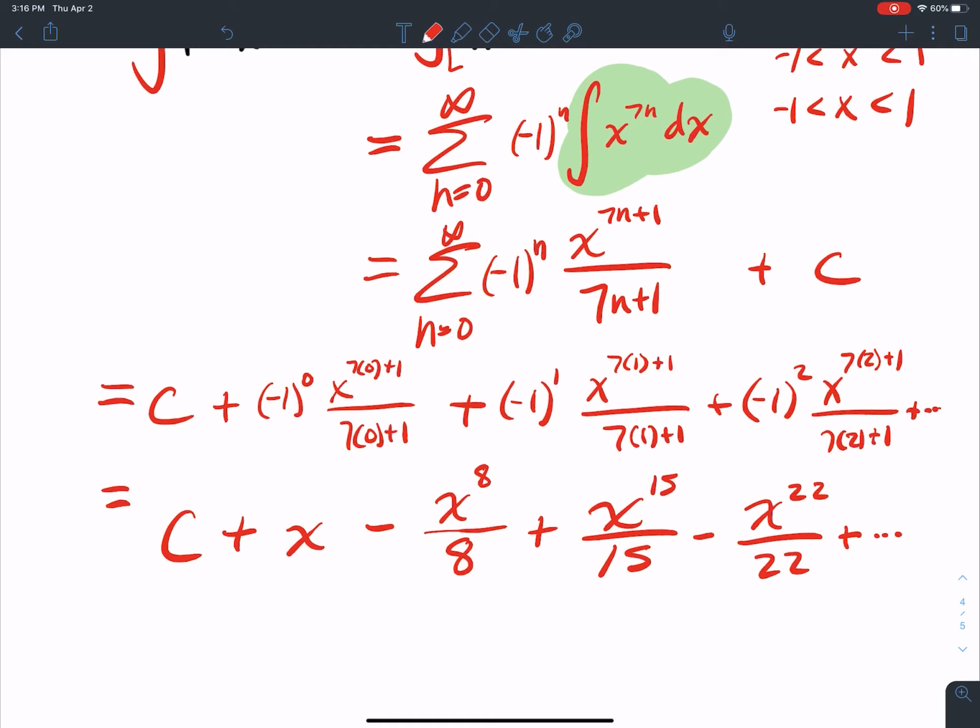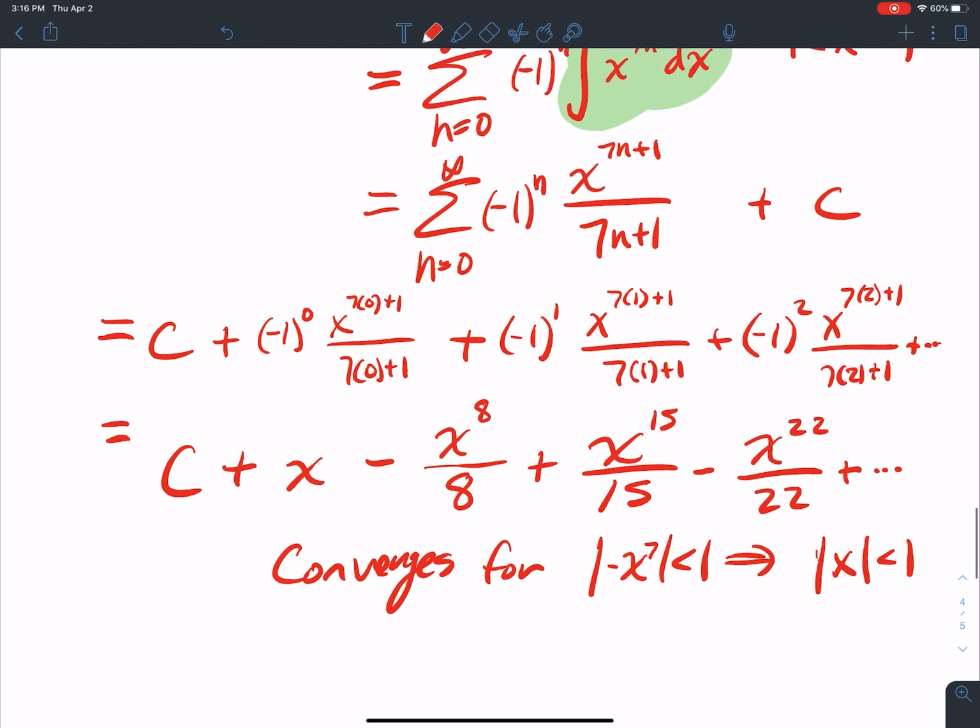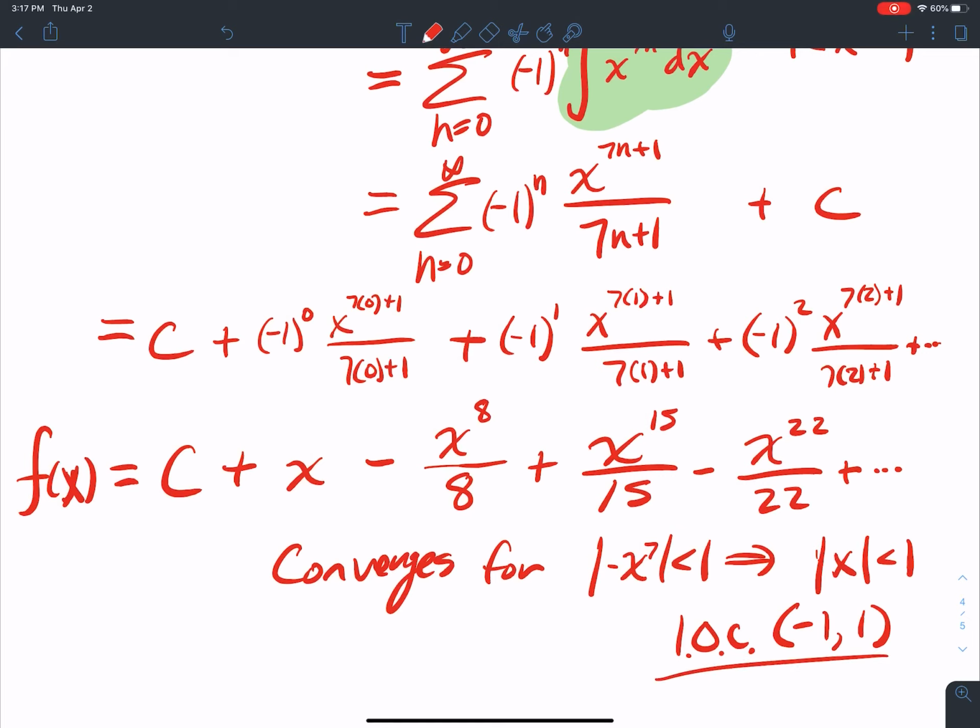So I'm going to say converges for absolute value negative x to the 7th less than 1, which implies, you know, absolute value of x is less than 1. So the interval of convergence goes from negative 1 to 1. Okay? Now, that tells me the domain of this function, right here, is only these values here. So the integral only works, it's only valid between negative 1 and positive 1.